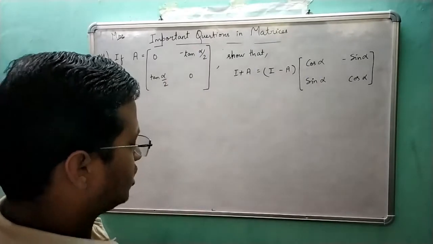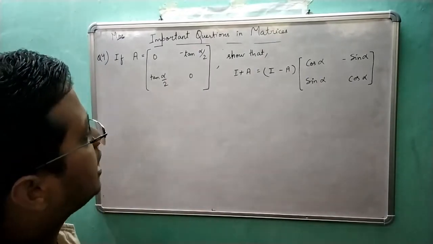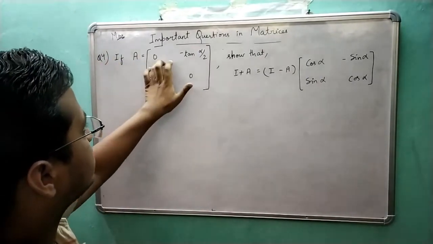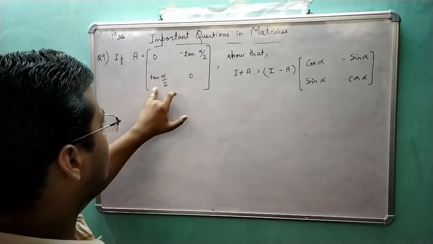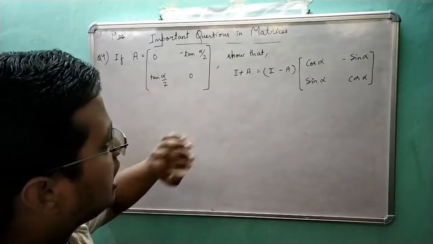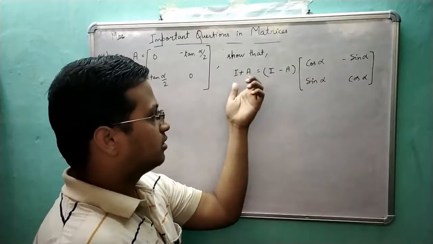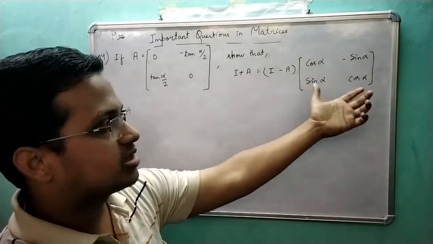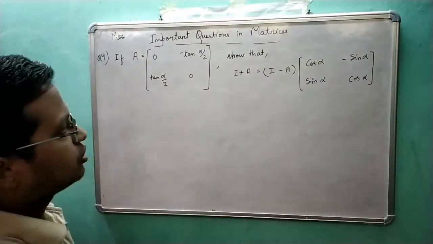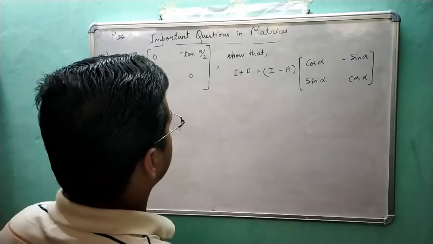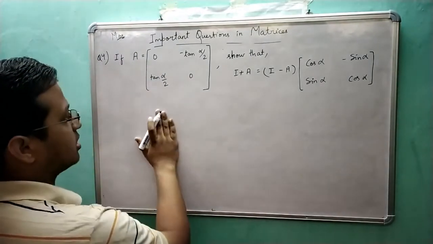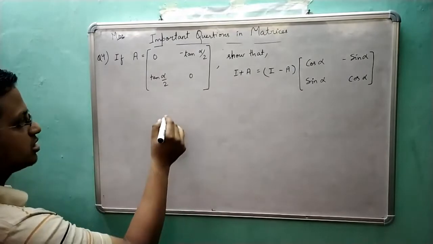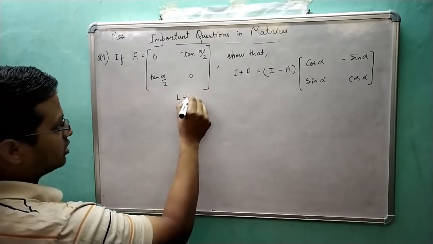Coming to the next question, it is given to us that A is the matrix [0, minus 10 alpha by 2, 10 alpha by 2, 0], and we have to show that I plus A is equal to I minus A into this much. So this is a very important question. This has come in many exams. So let's start solving from LHS first.